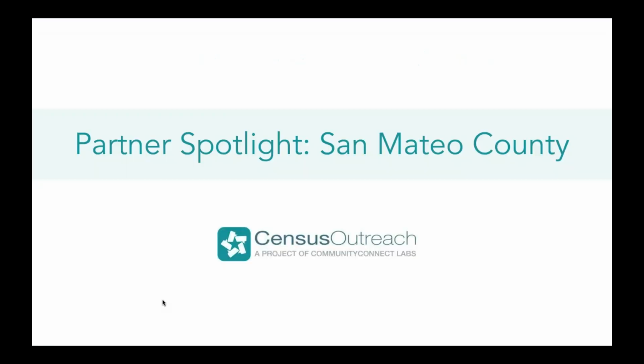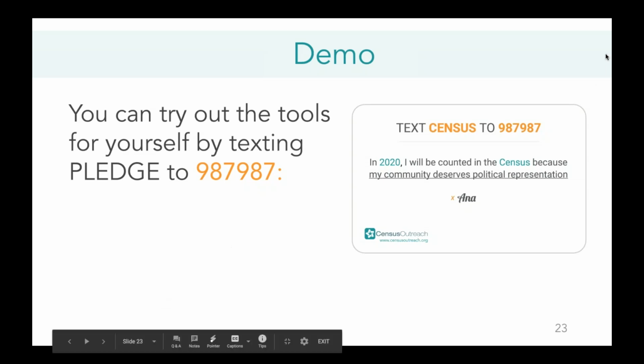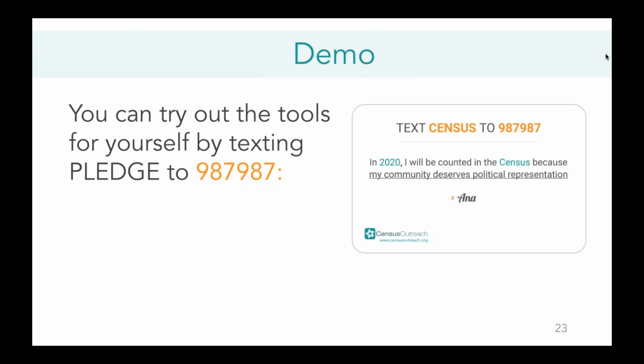Now for a fun part of this, we're going to do a quick demo so you can actually see how this tool works. If you can take out your cell phones, this is the only time at a meeting where you're allowed to take out your cell phones and text the word pledge to the number 987-987. And the word census to 987-987. So again, the word is census and the number is 987-987. What you'll get is a couple of questions about your zip code, your first name, and why you want to be counted in the census.